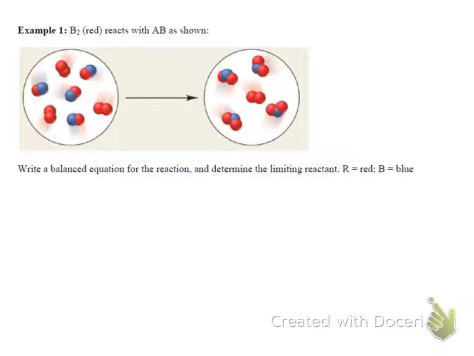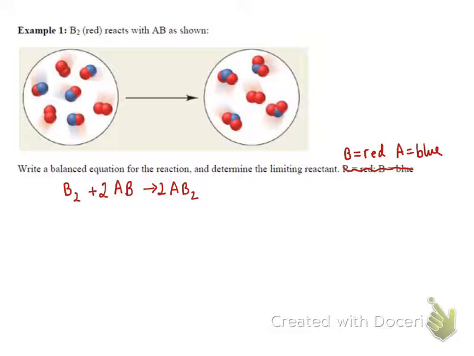So here we have a chemical reaction particle diagram. We've got B2, B is the reds, so these little red guys are B2, plus AB, A is blue, and they react to form AB2, which are these guys here. So there's a typo here. I want you to fix that.